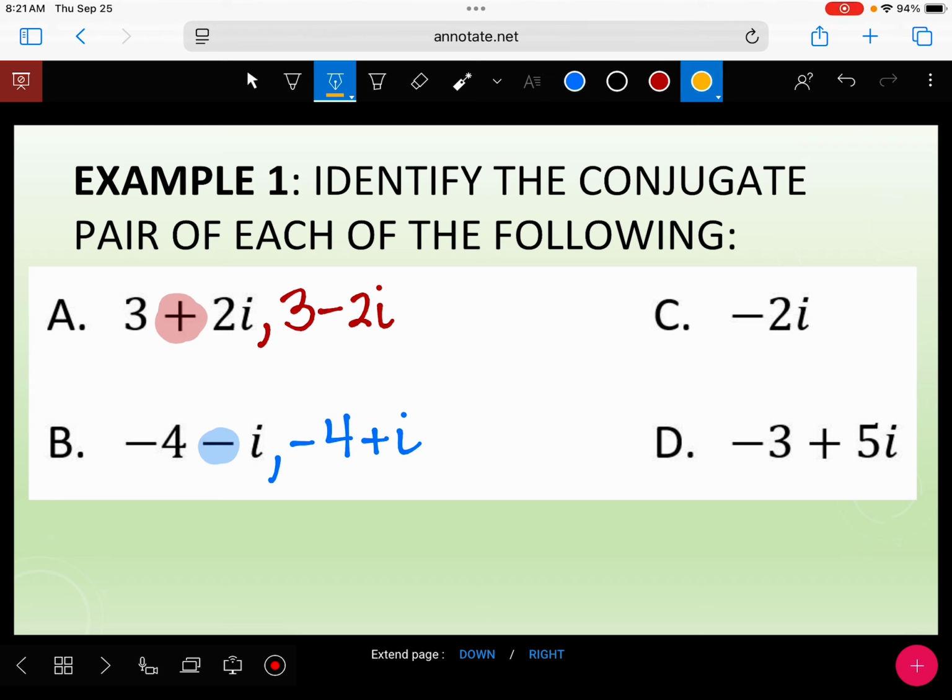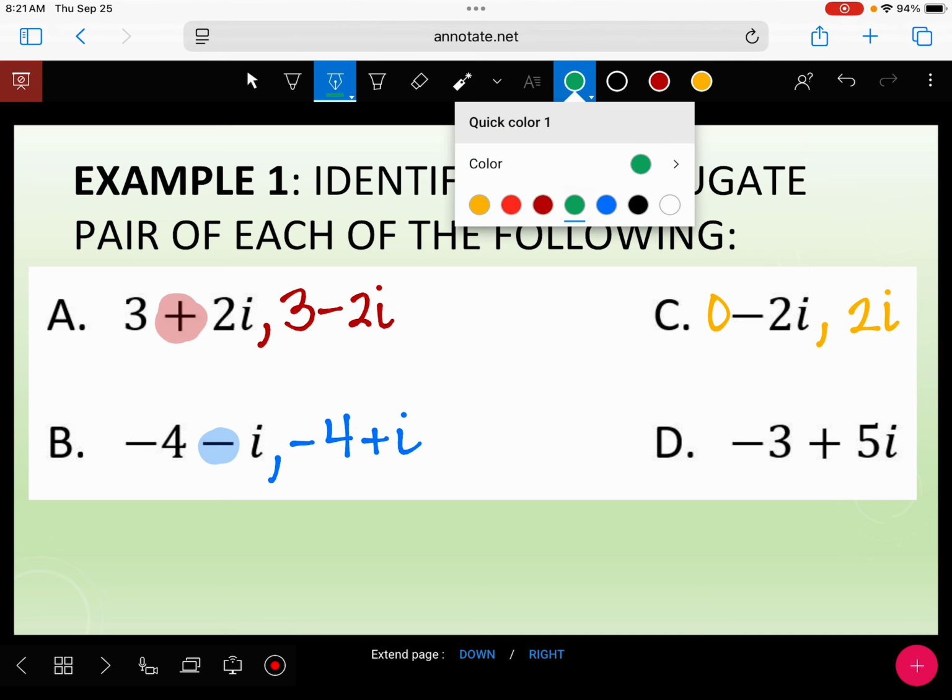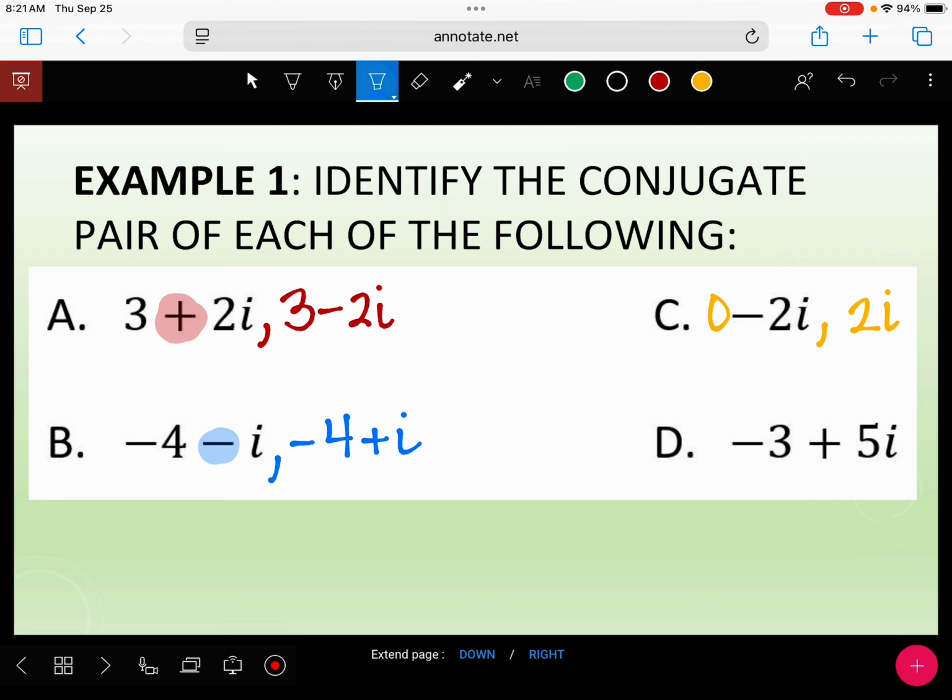So there's an invisible 0 here, but we just don't put it when it's 0. 0 minus 2i, but if there's one at 0 minus 2i or at negative 2i, there's also one at positive 2i. And then lastly, if there's one at negative 3 plus 5i, there's also going to be one at negative 3 minus 5i. All right, any questions about identifying the conjugate? Notice that the only sign I changed was the sign in the middle of my terms. That's the only one that you change.